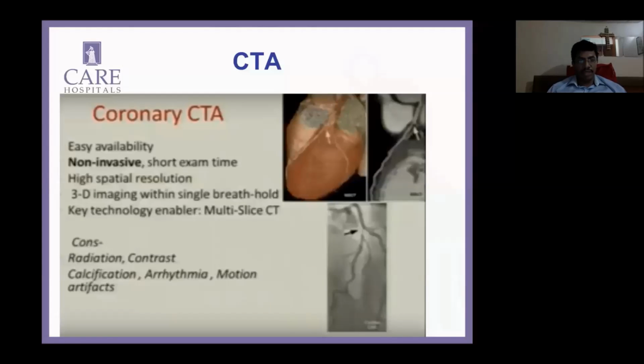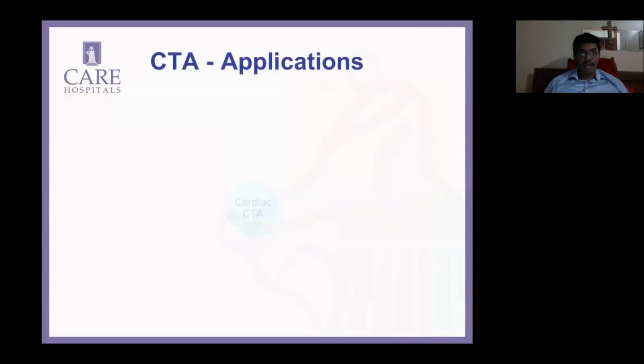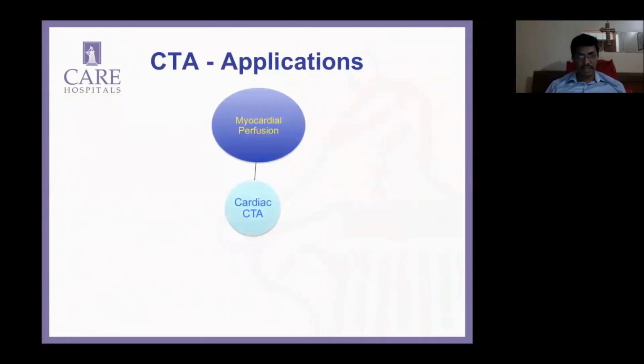Motion artifacts, you need to have a good nurse to teach the patient, walk the patient through the protocol so that the breathing artifacts don't come in. Now, in terms of applications, I'm just going to run through some of the things that we are doing. CT can now actually look at myocardial perfusion. It's great for coronary anatomy. That is what it has been designed for.